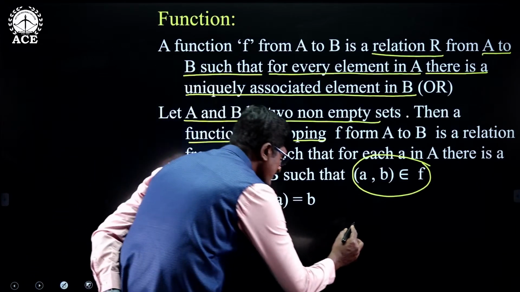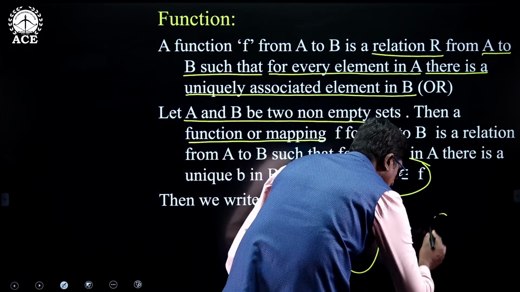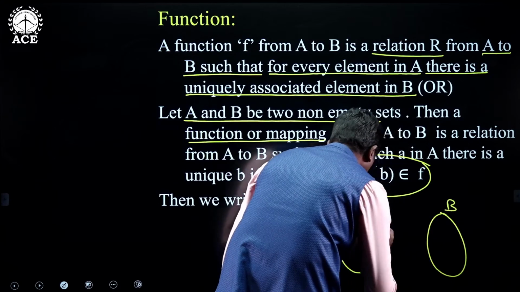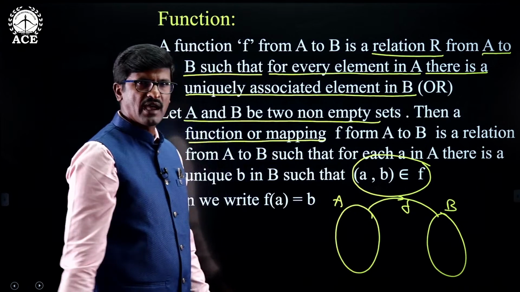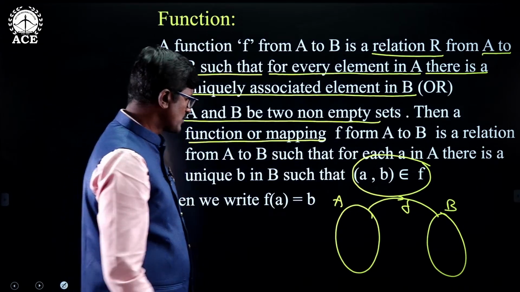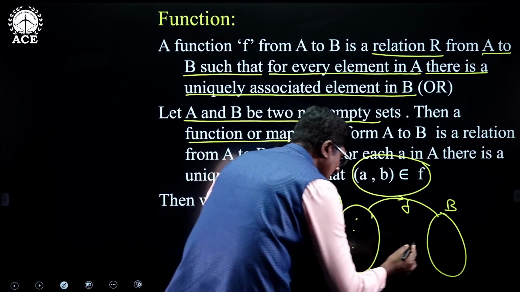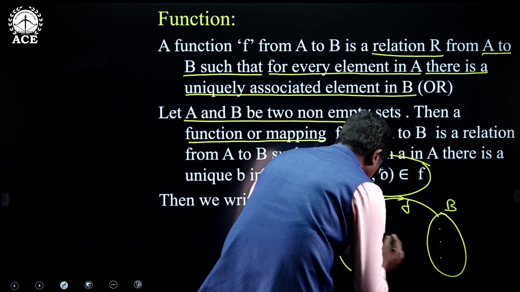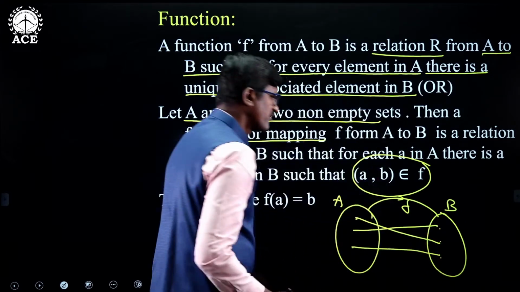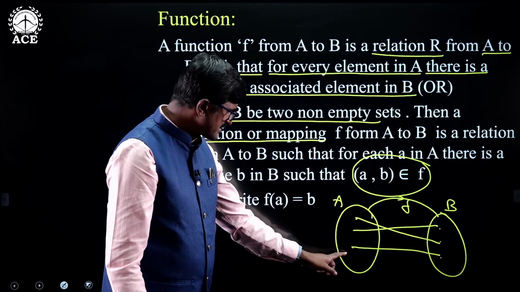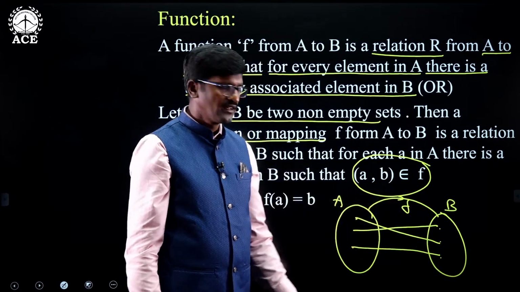So it is like this. I am taking set A, and this is set B. F is the mapping or function from A to B. If you take any element in this set, then there must be the mapping in this. Then it is called a function. So for every element in set A, there must be a uniquely associated element in set B, then it is a mapping.